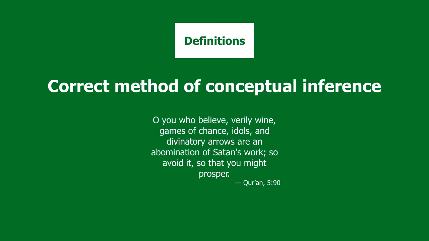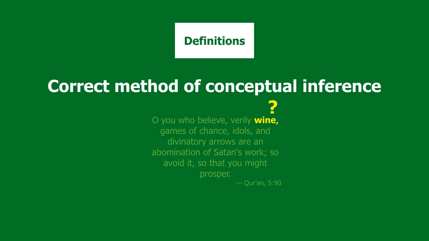When Allah subhanahu wa ta'ala says, "O you who believe, verily wine and gambling and idols and divining arrows are an abomination of Satan's work," avoid them, shun them. So in order for us to comply with this divine command, we need to know what wine is. This is another way of saying that we need to have conceptual knowledge of wine, of the concept that is signified by the Arabic expression for wine that is used in the Quran.